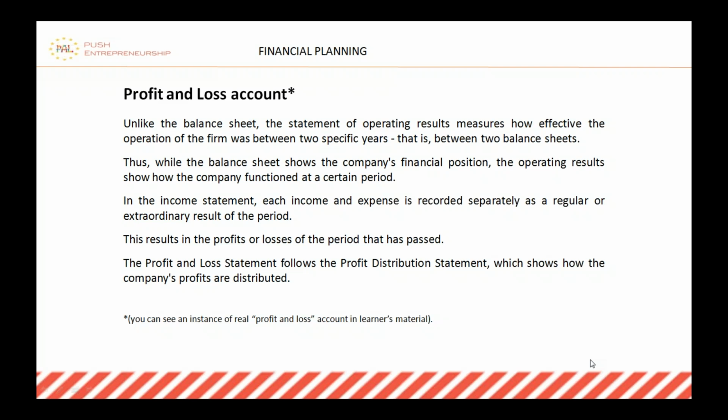Unlike the balance sheet, the statement of operating results measures how effective the operation of the firm was between 2 specific times, that is, between 2 balance sheets. Thus, while the balance sheet shows the company's financial position, the operating results show how the company functioned at a certain period. In the income statement, each income and expenses is recorded separately as a regular or extraordinary result of the period. This results in the profits or losses of the period that has passed. The profit and loss statements follows. You can see an instance of a real profit and loss account in learner's material.